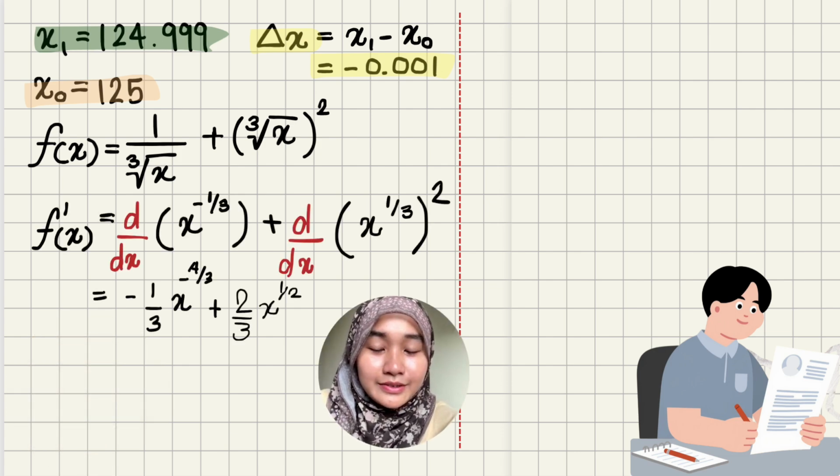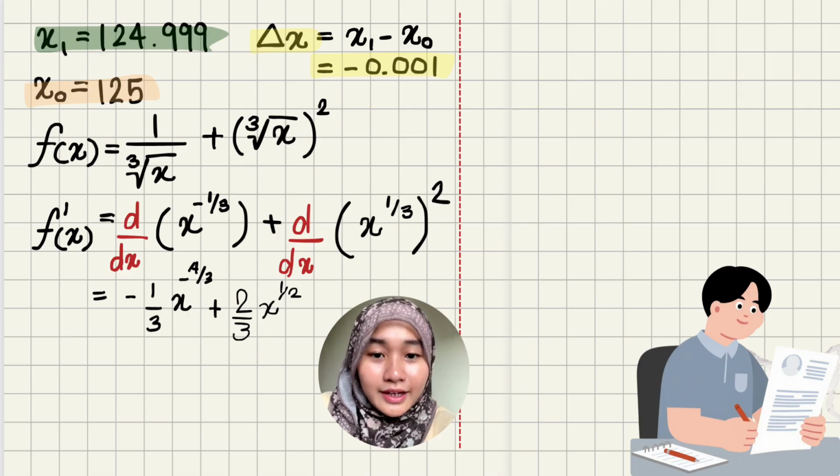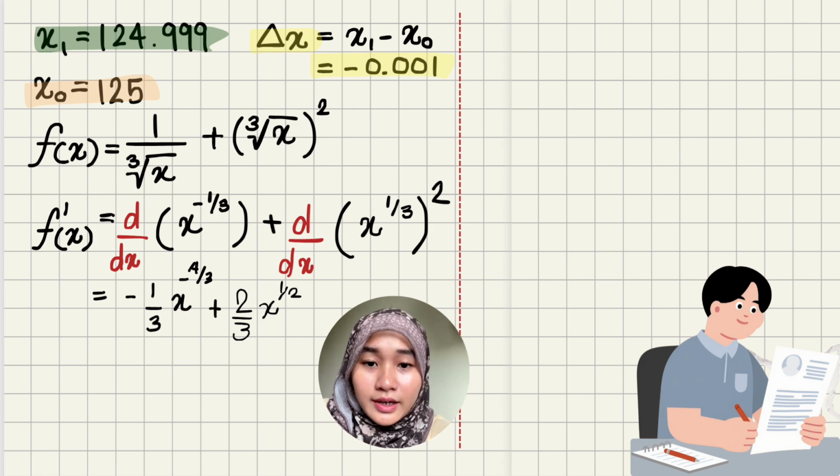Okay, then the next step is we need to differentiate our function. So it will be f prime x equals d over dx of x to the power of negative 1 over 3 plus d over dx of x to the power of 2 over 3. We differentiate it and we'll get negative 1 over 3 times x to the power of negative 4 over 3 plus 2 over 3 times x to the power of negative 1 over 3.